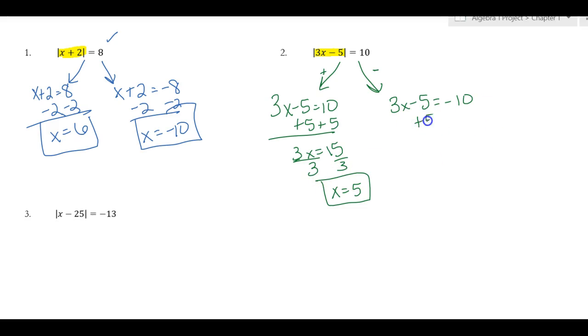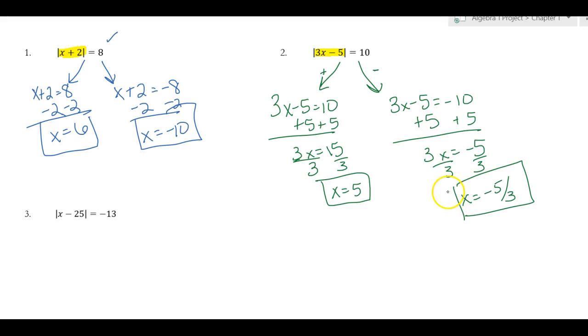Over here, I'm going to add 5 to both sides. So 3x is negative 5. And then I divide by 3. So x is negative 5 over 3. You will get some fractions. Don't freak out. Just leave them as fractions. You don't even have to make them mixed numbers. You can keep them improper.